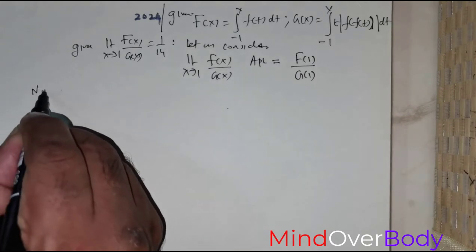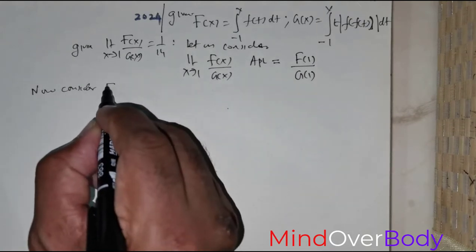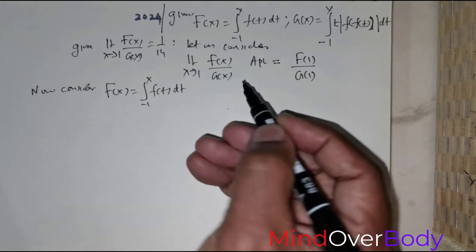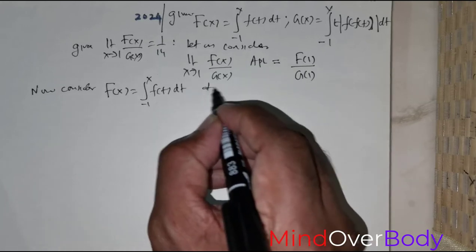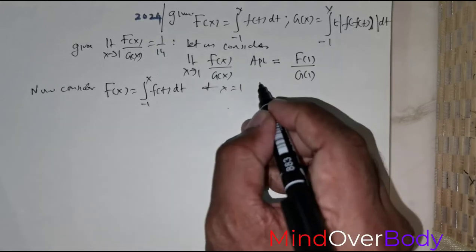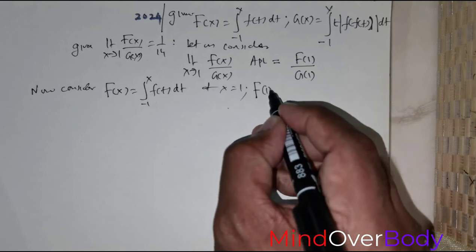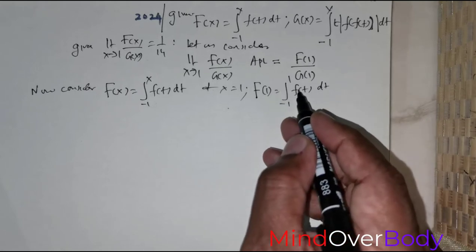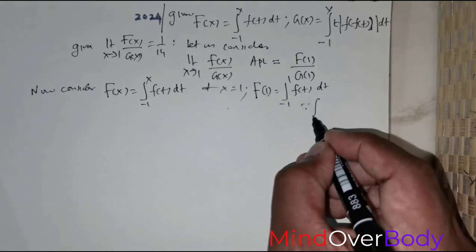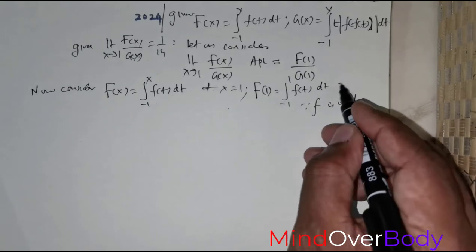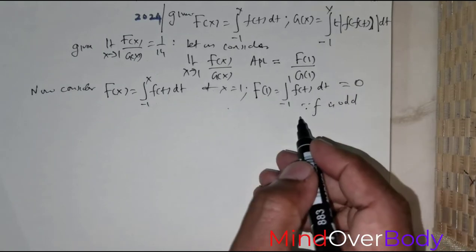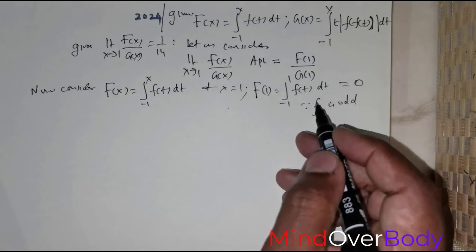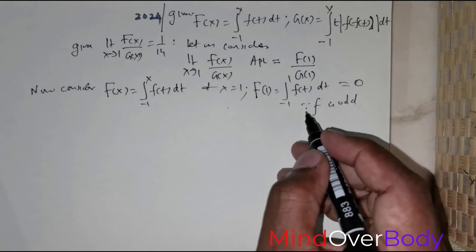So now consider capital F of x is equal to integral negative 1 to x f of t times dt. Now at x is equal to 1, this is going to be F of 1 is equal to integral negative 1 to 1 f of t dt. Now it is given that f is an odd function. Since f is odd, this is going to be equal to 0, because of the fact that integral negative a to a f of x dx will be equal to 0 if the function is odd. We have already studied in the previous lecture.